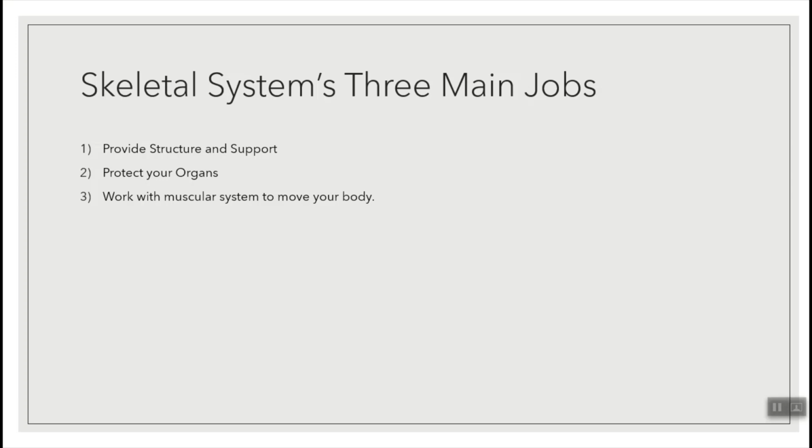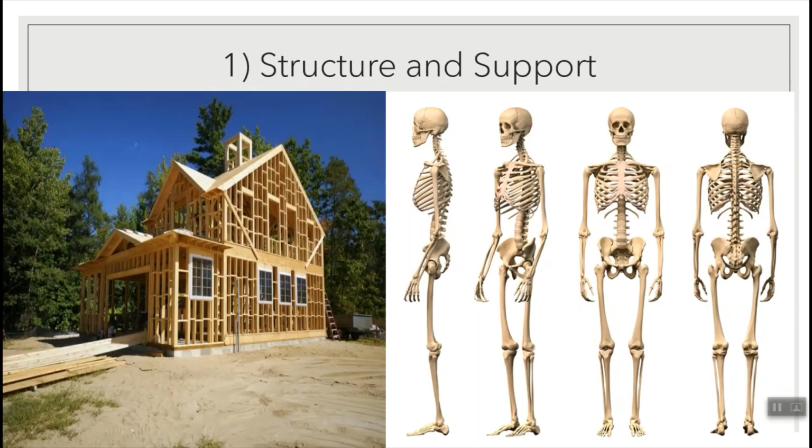Skeletal systems, 3 main jobs. 1, provide structure and support. 2, protect your organs. 3, work with muscular system to move your body. Let's look at all 3 of these. And one more time. Provide structure, protect organs, work with muscular system. Okay, let's go ahead and look at all 3 of those functions. Starting with the first one, structure and support.